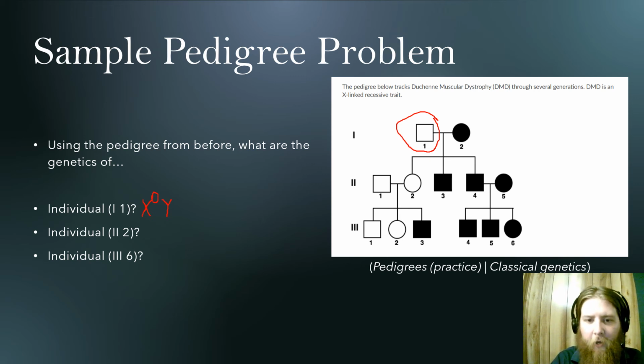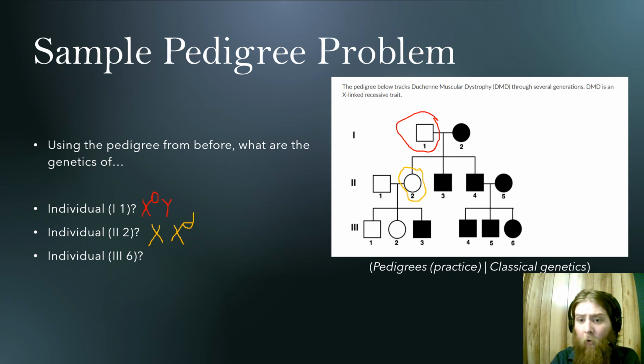Now individual 2 in Roman numeral 2, this is a lady, as she is a circle. She is the offspring of 1 and 2, as you can see by this vertical line. She is siblings to 2, 3, and 4. Now, she does not have the disease either. She has 2 X chromosomes. But we know that her mom, Roman numeral 1, 2 here, had to have a copy because she is this big, solid, afflicted individual. So she had to have at least one little d in there.